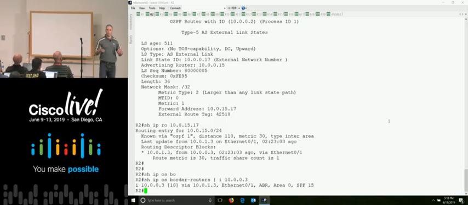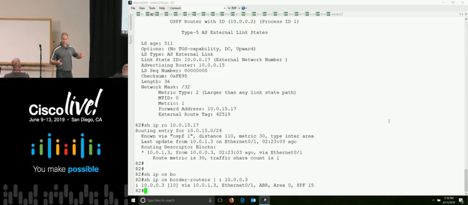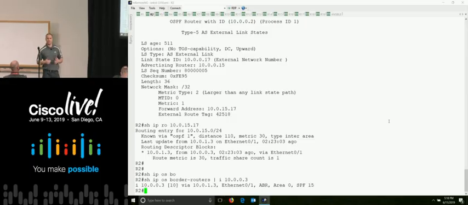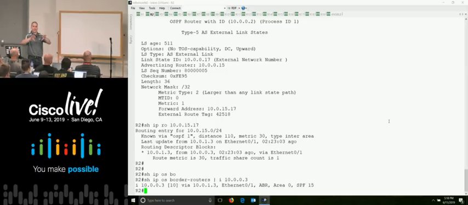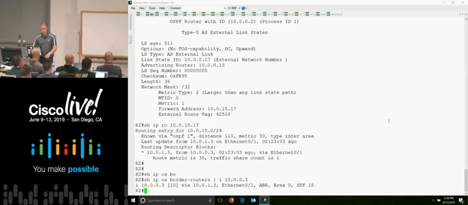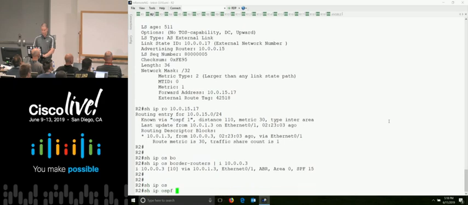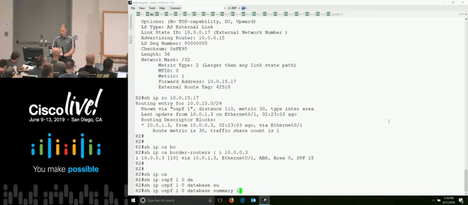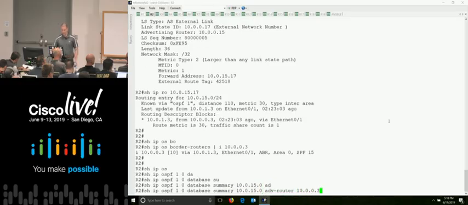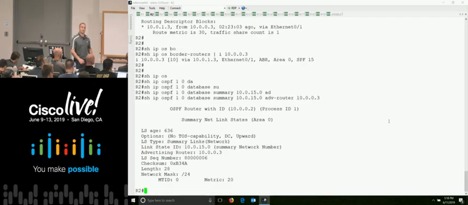It's described by a summary LSA originated by the ABR to describe destinations in a different area. That's all this is. There's nothing external about this route. It's just a regular subnet in a different area, right? Don't be fooled. Don't get too caught up in the external context. So I can say show ip ospf 1.0 database summary. So I'm looking at my LSA 3s. I'm looking for the 10.0.15.0, and it should have been advertised by router 3. How's that for a show command?